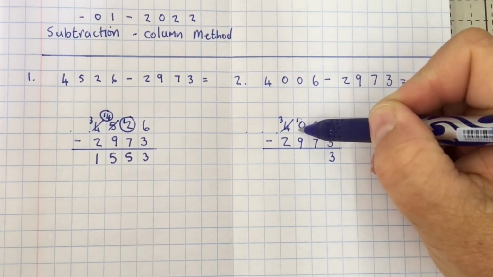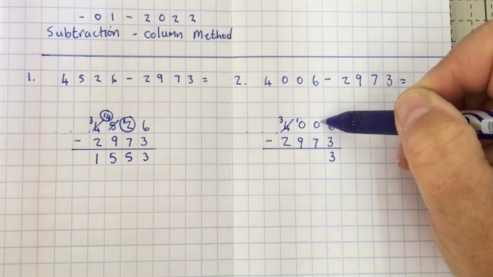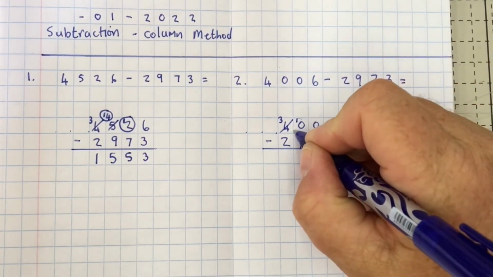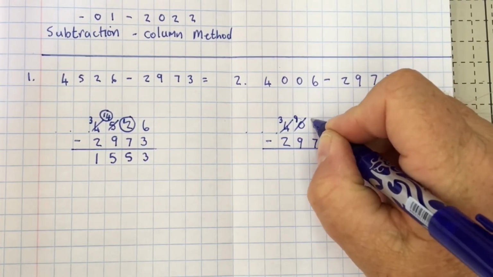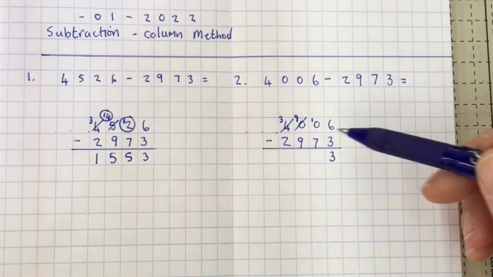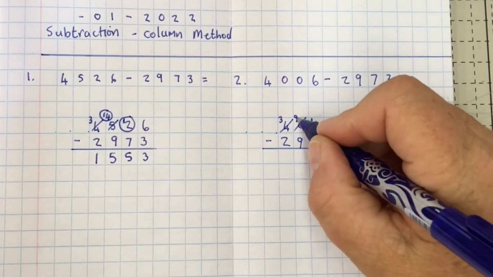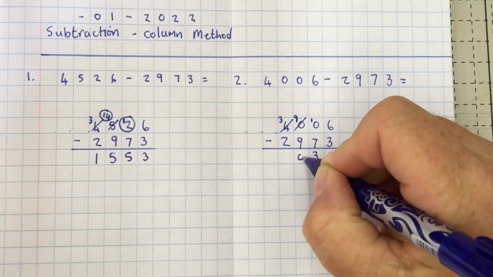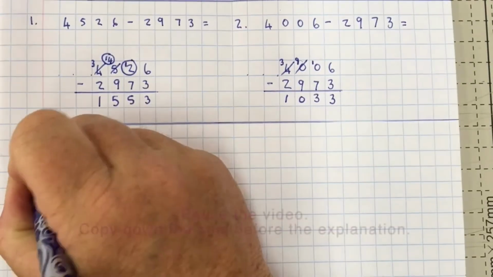Now you look at this as 10. This guy over here, he's shouting, help me, help me. So he says, not a problem. So 10 lends him 1, and this becomes a 9, and that becomes a 10. 10 minus 7 is 3. 9 minus 9 is 0, and 3 minus 2 is 1.